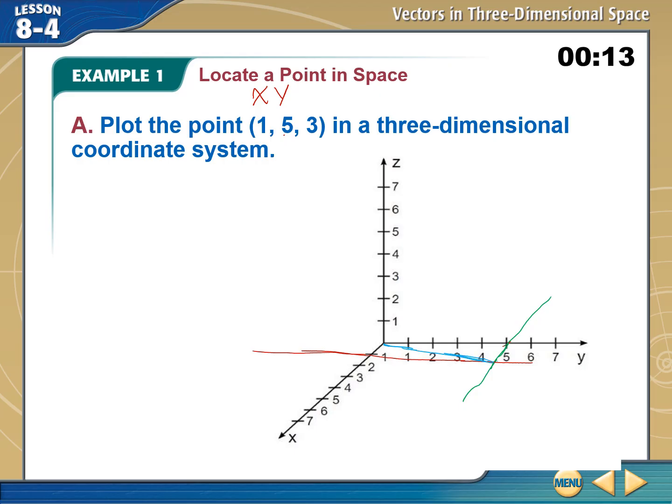Okay, we connected the blue line. Now what is the next thing? Find out the z coordinate, that is 3 on the vertical line. So z is here 3. Make a line which is parallel to this origin line. Okay, so I am making the line which is parallel to the origin line.